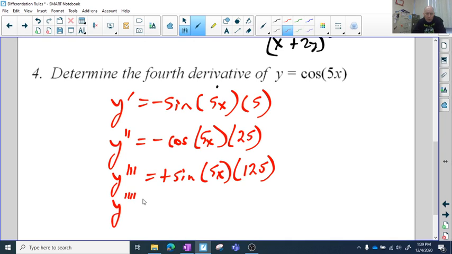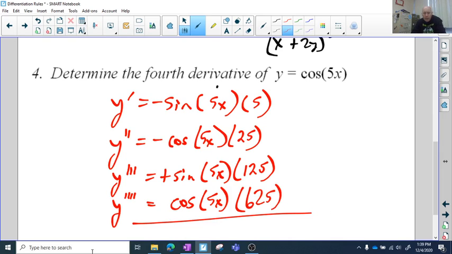The fourth derivative is cosine 5x. The derivative of sine is cosine u, multiply that by du, so this multiplied by 5 will give me 625. There's your fourth derivative. So you can see that with this one, you could continue this forever. This number out here is going to keep changing. It's not going to be a derivative like we did in the beginning that will eventually hit 0, because it's not a polynomial. It's a trig function in this case.